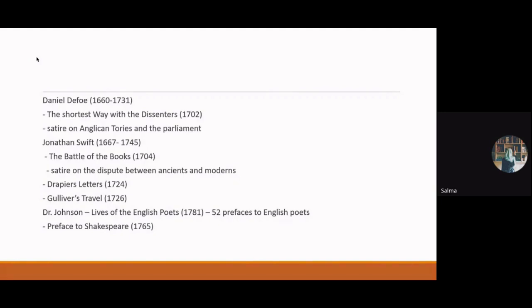Then Drapier's Letters, Gulliver's Travels, as we know, he goes to 4 places and is making fun of the French and English fight.